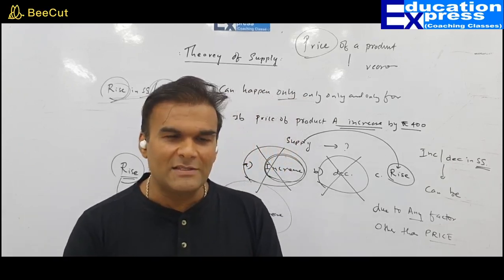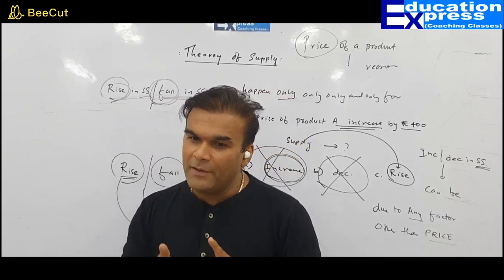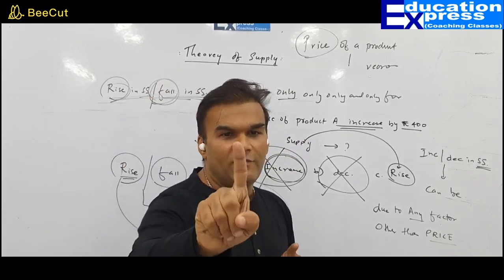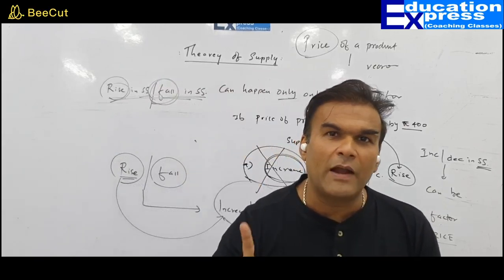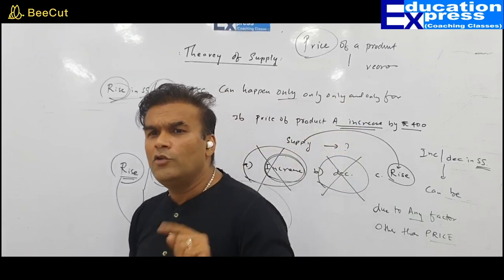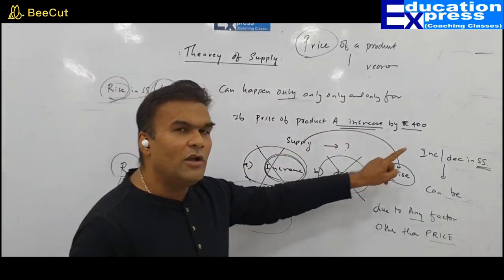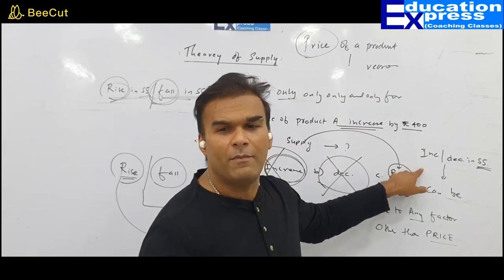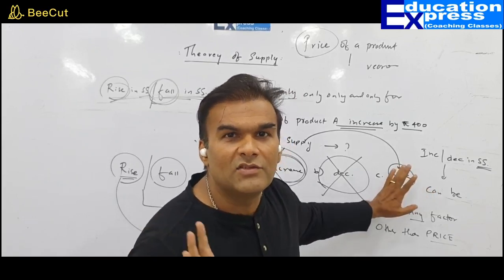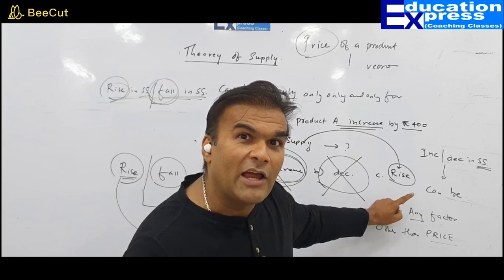As per economics, a rise or fall in supply happens only due to one factor, and that factor is the price of the product. Rise or fall can happen only due to a change in the price of the product, whereas increase or decrease can happen due to any factor other than the price. So if the change is happening because of the price, it means it is a rise or fall.